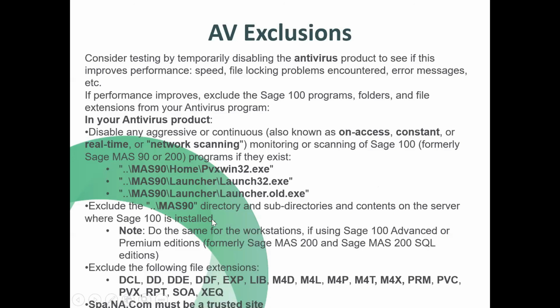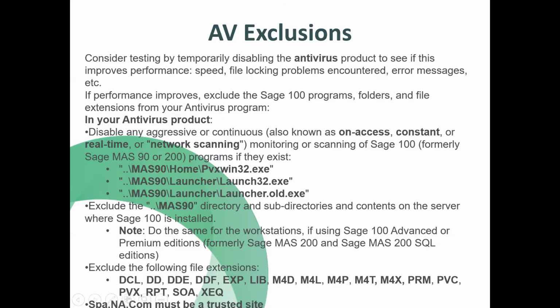It's also good that you can exclude your entire MAS 90 folder. But Sage also recommends excluding certain file extensions. Again, we can provide those to you if you want. These are file extensions used by Sage 100. We typically find that if we exclude these file extensions from the scanning, that will resolve any issues with the error messages or the latency that you may be having.